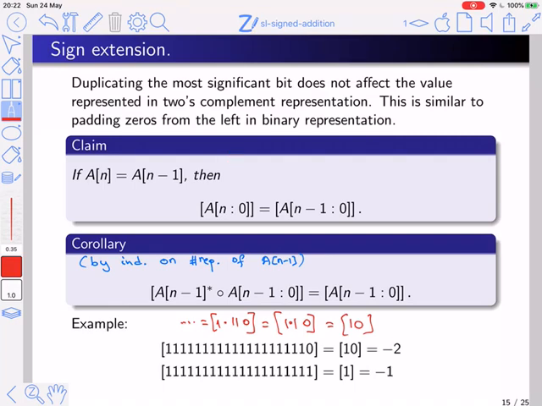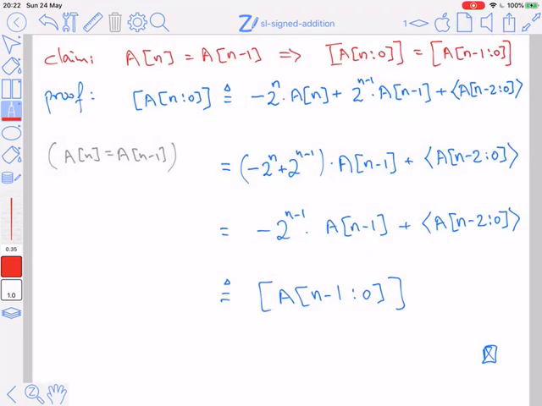Let's prove the claim. The proof is as follows. The number represented by A from position n to 0 in 2's complement representation by definition is written over here. You can notice that here I expanded the second most significant bit, namely A n minus 1, which has weight 2 to the power of n minus 1, whereas the most significant bit has a weight of minus 2 to the power of n. The remaining bits have a power of 2 to the i, where i is the location of the bit.